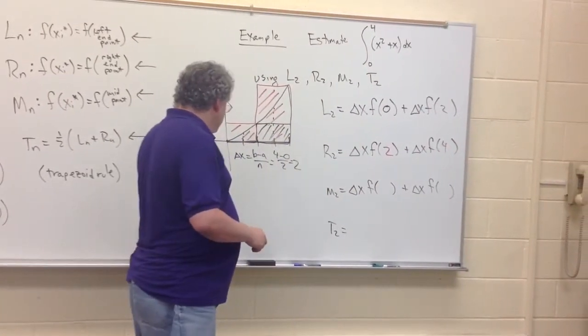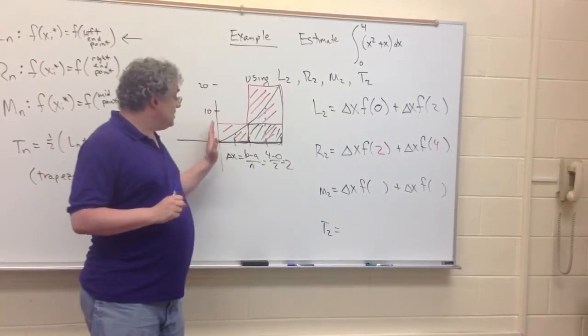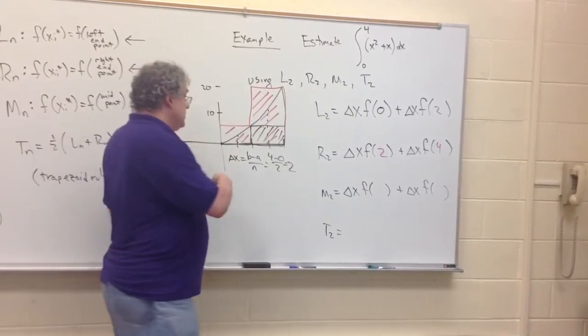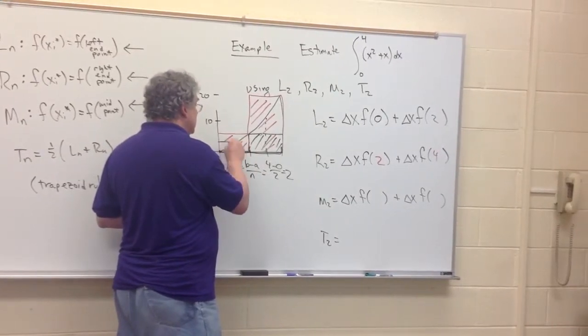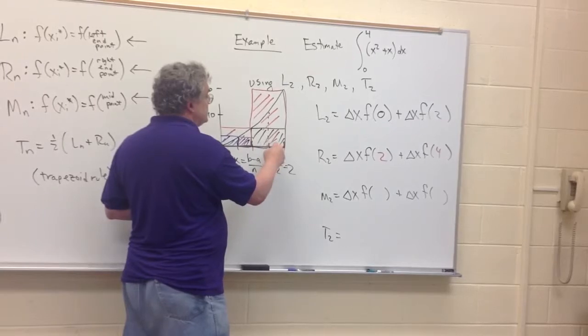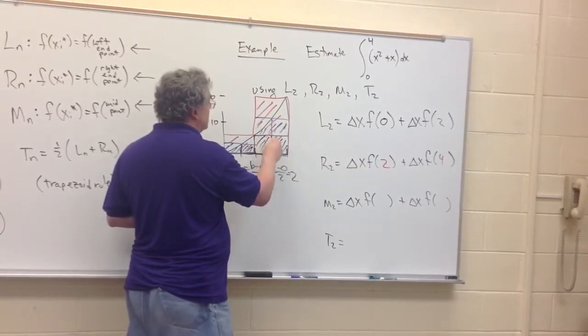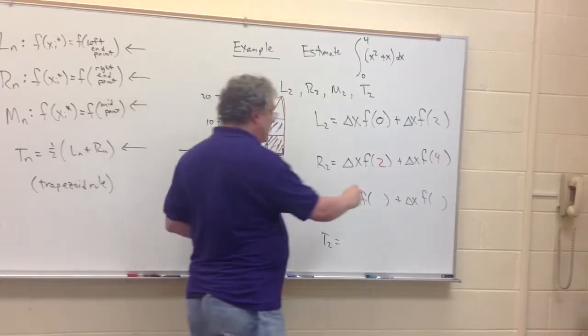Now the midpoint one. The midpoint one says halfway between in each interval. So starting at 0, going up to 2, halfway is 1. So the rectangle is going to be from here to here. Halfway from 2 to 4 is 3. So we go up to there. And there you go. So that goes from 1 to 3.